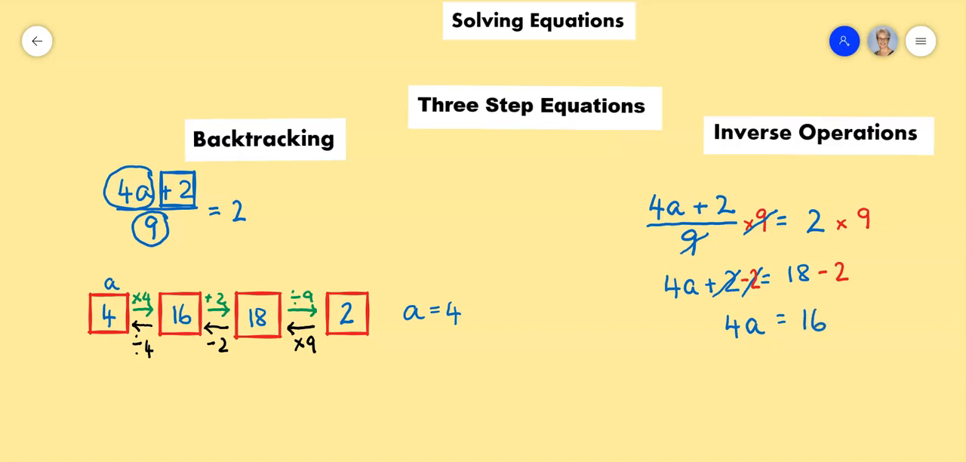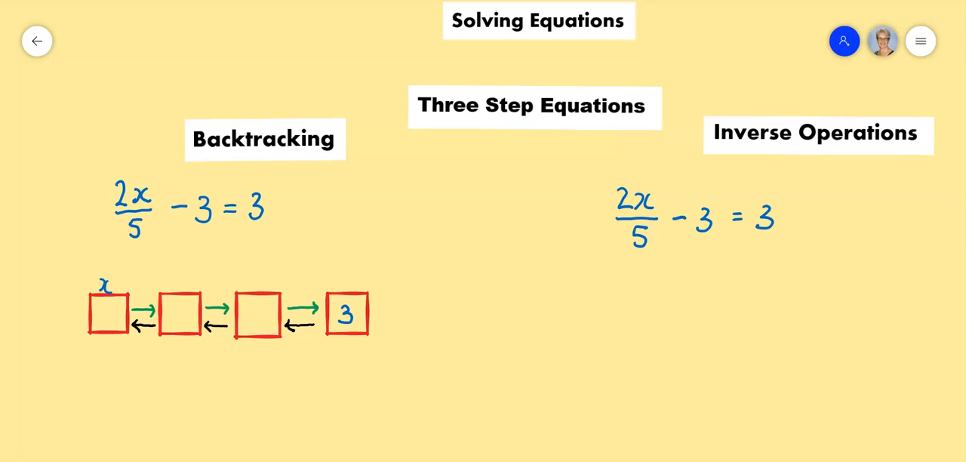Finally, we had to divide by 4. So we're going to divide both sides of the equation by 4. Now, times 4 and divided by 4 cancel out, so we've got a is equal to 16 divided by 4, which is 4. The same answer that we got when we were backtracking.